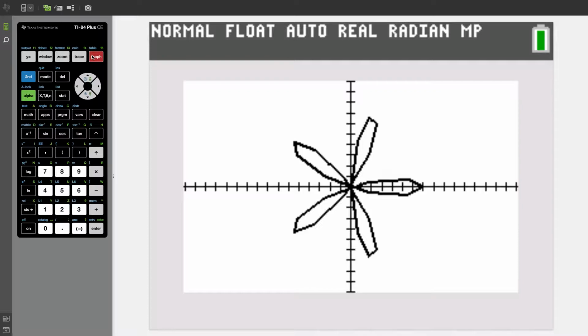5 petals. How many petals when N is 6? 12. When N is 7? 7. So there's 2 rules: if N is odd or if N is even. You could get some really cool pictures if you make N equal to 20 or something like that, then it has 40 petals.